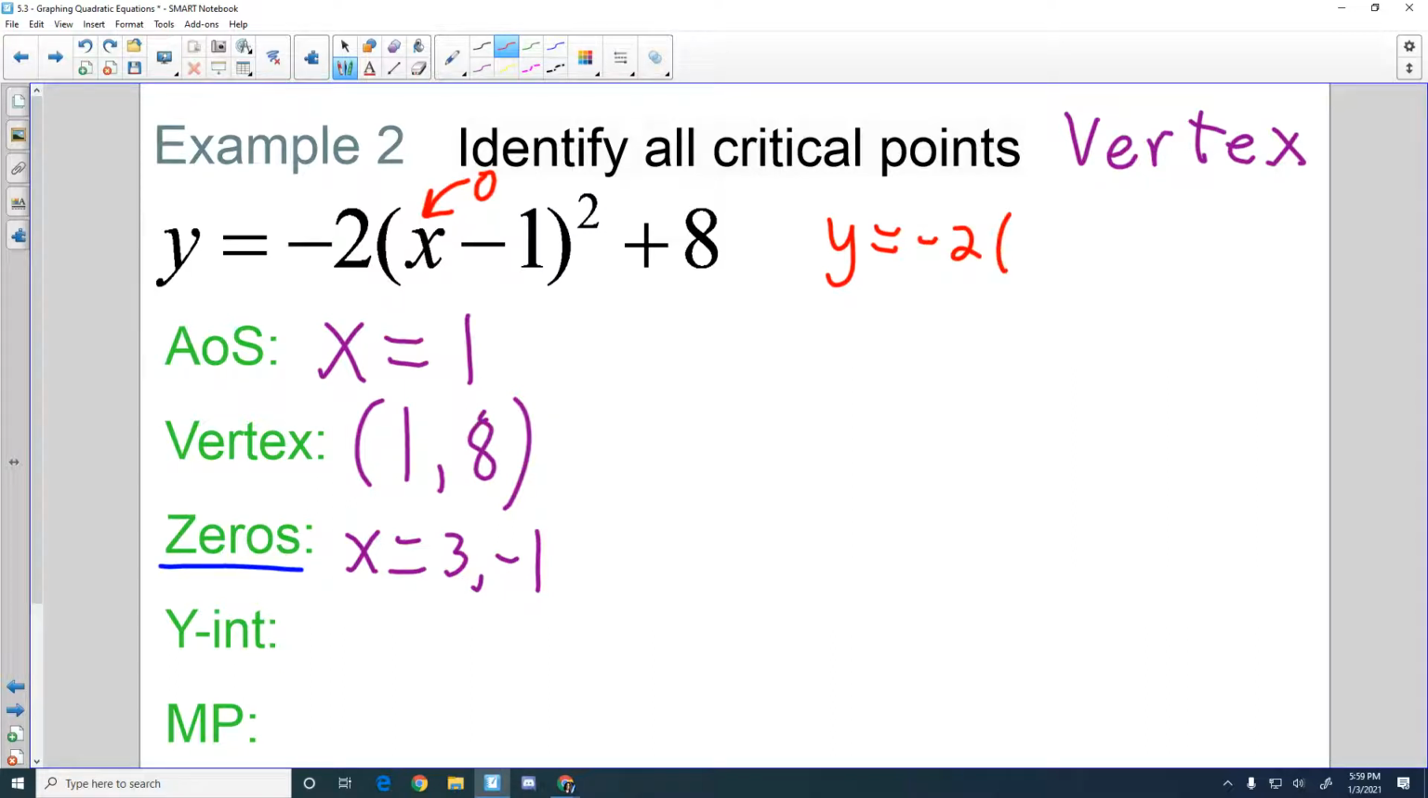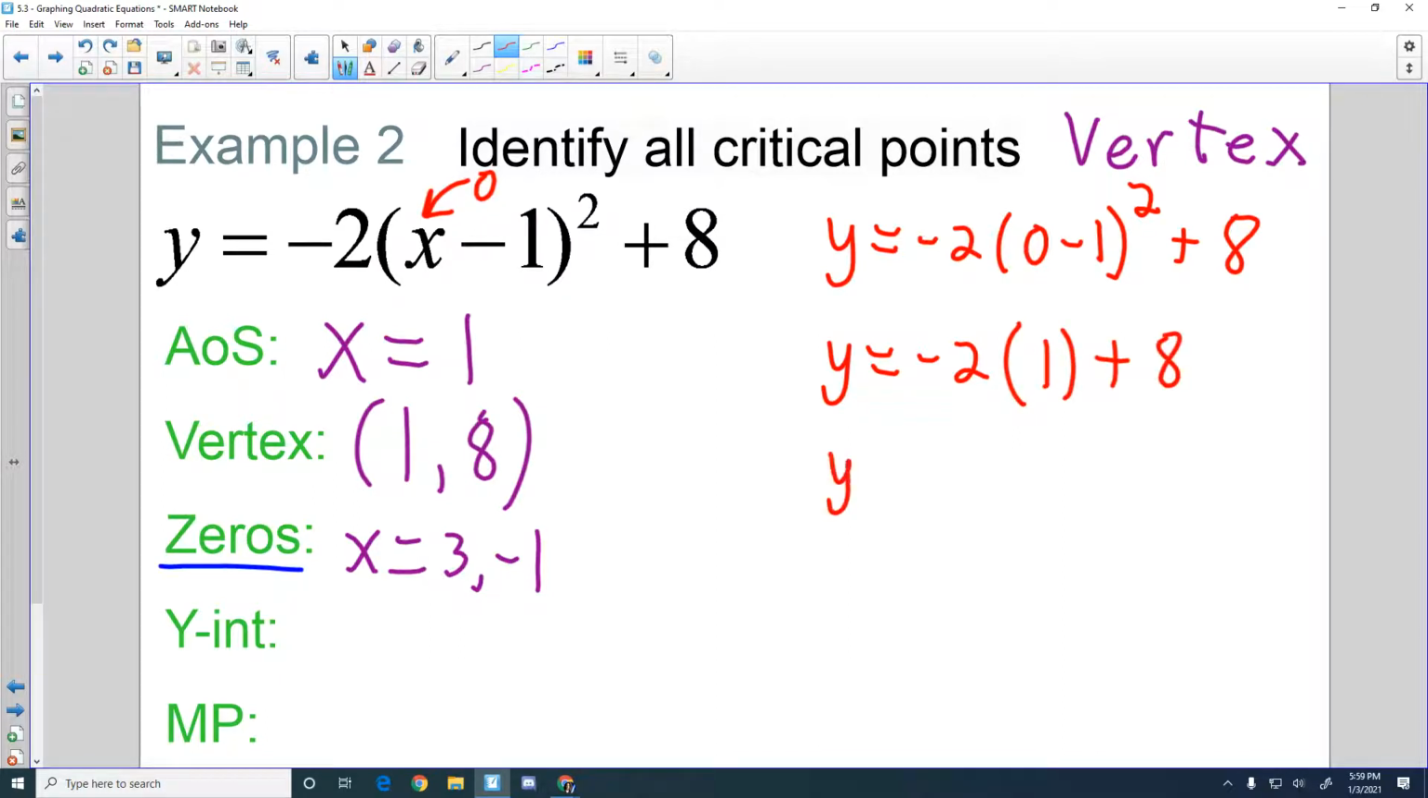Negative 2, parentheses, 0 minus 1. So that's the key step right there to find the y-intercept. You make the x a 0. And we're just doing some basic simplifying here. So negative 2 times, so this is 0 in the parentheses. 0 minus 1 is negative 1. And negative 1 squared is a positive 1. So y equals negative 2 plus 8, which means y equals 6. So the y-intercept is at 6 on the y-axis.